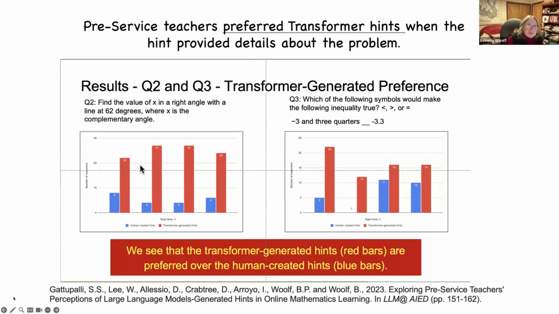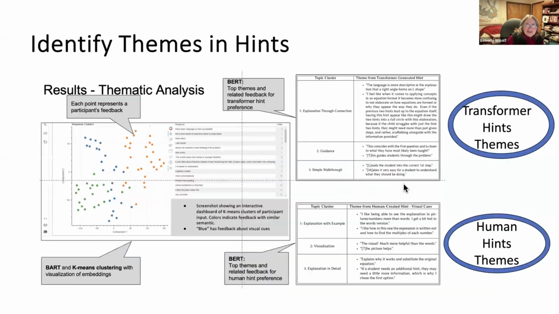This is the number of responses of people who chose the transformer generated hints. And this was the question, and you saw some of the answers. This is one question, a math problem: find the value of x in a right angle. That's what we just looked at. Another: which of the following symbols make the following inequality true? And again, the humans preferred the transformer generated hints. These are folks preparing to be teachers.